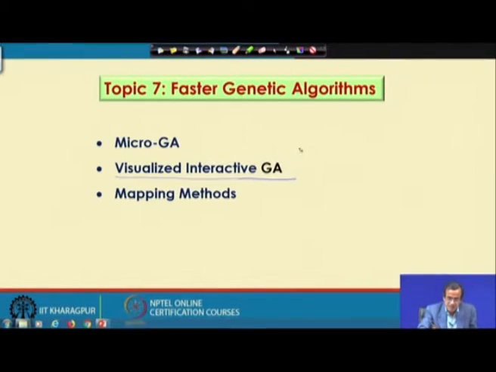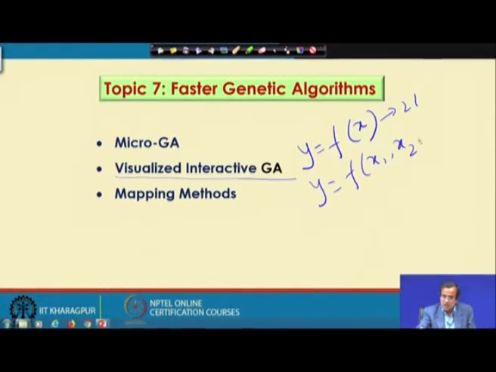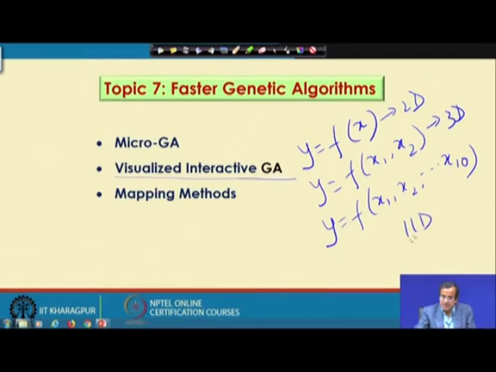Supposing that I have a function of only one variable, the objective function is in 2 dimensions. If it is a function of 2 variables, x 1 x 2, it is in 3 dimensions, and that also we can visualize, but more than 3 dimensions we cannot visualize. Supposing I have a function of 3 variables, the objective function is in 4 dimensions, or if it is a function of 10 variables, x 1 x 2 up to x 10, this is in 11 dimensions.